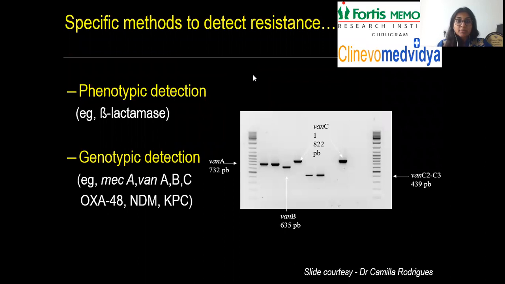And there are also certain methods which detect particular specific mechanisms of resistance, like we have the Xpert Carba-R, which detects OXA-48, NDM, KPC, and we can also have certain genotypic detection methods for detection of the mecA gene. So these are the various methods by which we can detect the resistance, and this will help us in choosing our antibiotic.